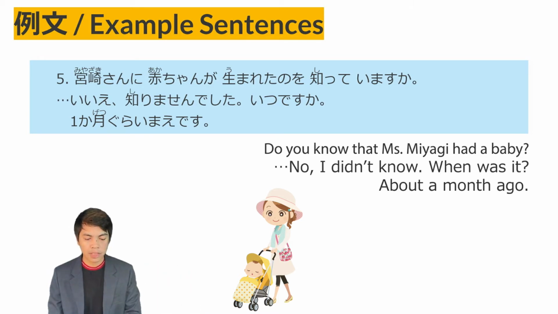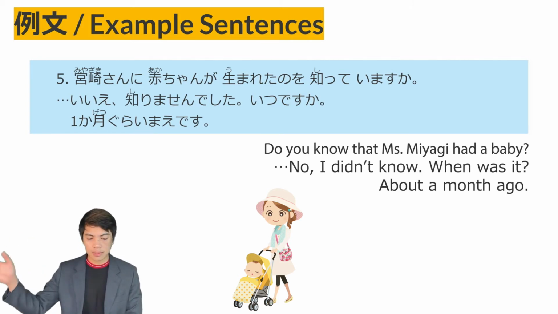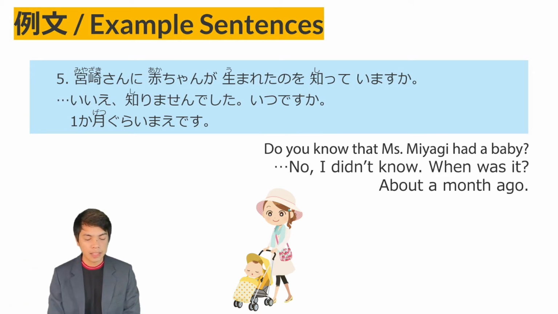いいえ, no, 知りませんでした。So if you were asked, 知っていますか? Do you know? And because of that question, you know the information. So you will say shirimasen deshita, not shirimasen. Shirimasen deshita because you did not know, but because of the question, now you know. Itsu desu ka? When? 1ヶ月ぐらい前です。1ヶ月ぐらい, about 1 month, 前です, about 1 month ago.